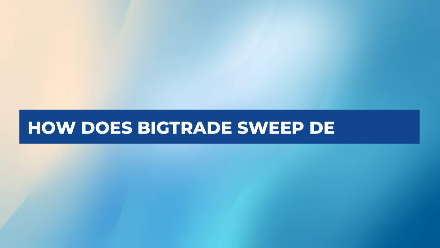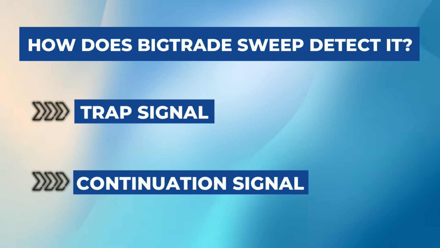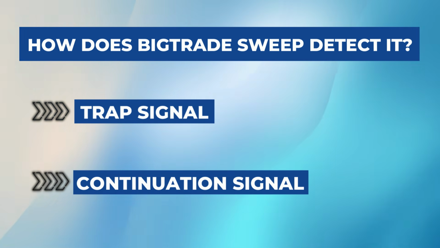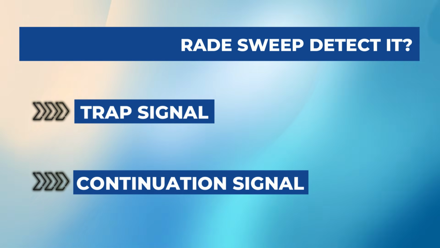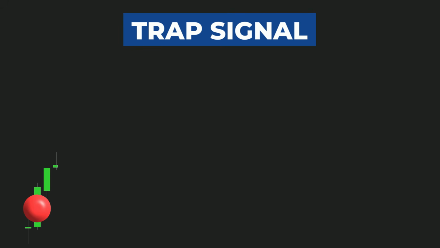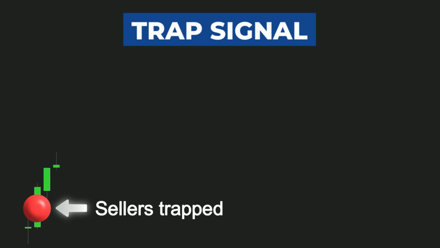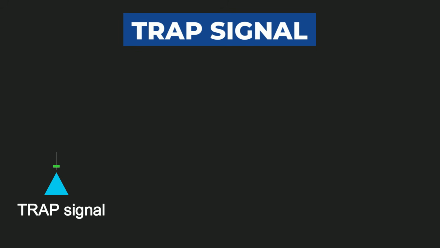The issue isn't that you're making bad decisions. The issue is that you're making decisions before understanding the intention behind the big trade. That's why BigTrade Sweep focuses on two primary signal types: trap and continuation. Let's start with trap signals. Suppose a large big trade sell appears, but instead of continuing lower, price immediately reverses and rallies by a user-defined number of ticks. That tells us the sellers failed to push the market lower. In other words, they may have been trapped. When that happens, BigTrade Sweep generates a trap signal.